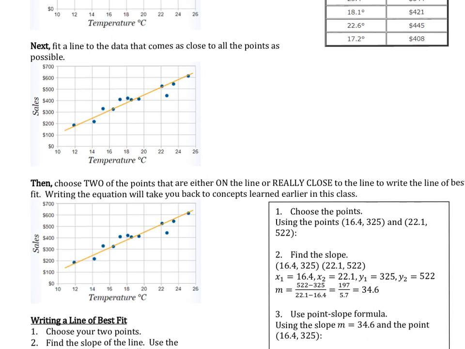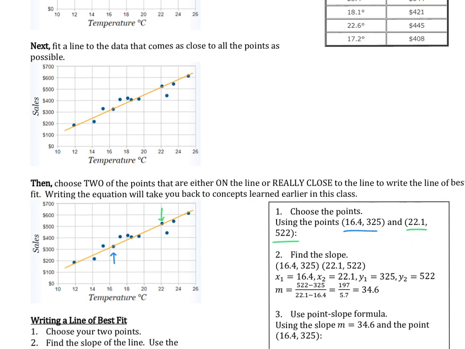The way you do this is you pick 2 points. The starting points chosen here were 16.4 and 325. That's this point here, because the line that we drew went right through it. And then the other point, the blue point, is 22.1, 522. So when the temperature was 22.1, the graph went through this other point right here. When you draw your line of best fit, you want to pick 2 points that the graph clearly goes through, and the graph clearly goes through these 2 points, 16.4, 325, and 22.1, 522.